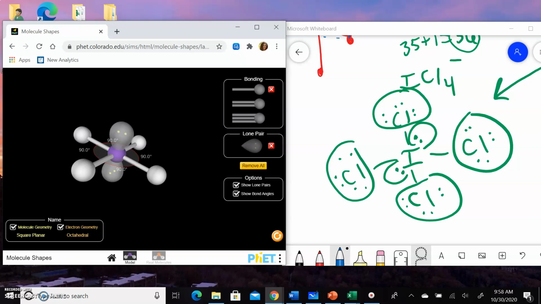And that's it for the different types of shapes. But like I said, we'll go through these in class just a little bit because I know it's kind of hard to visualize them. So I have some models that I can show you so you can see the 3D images.